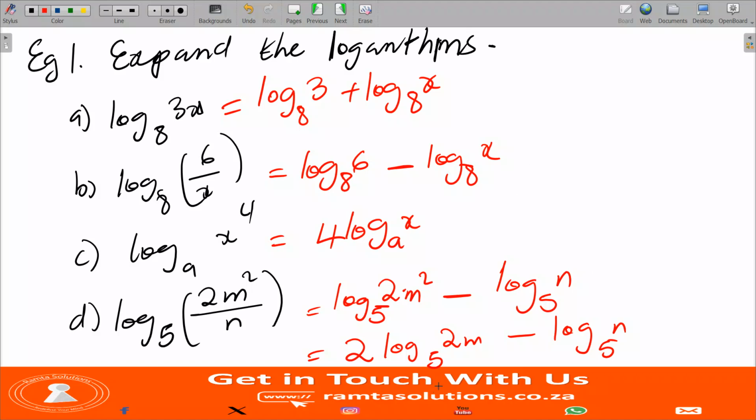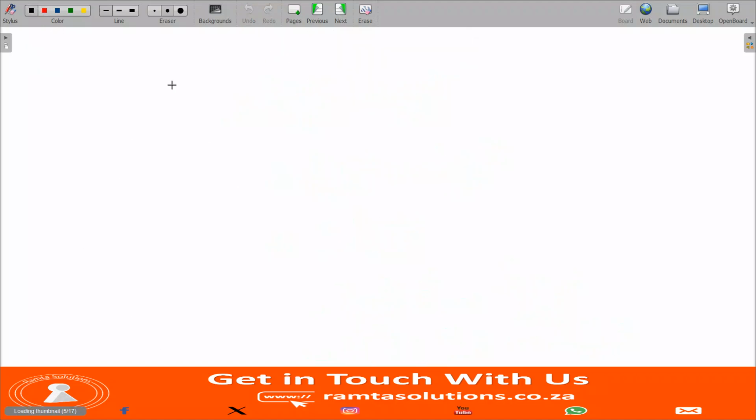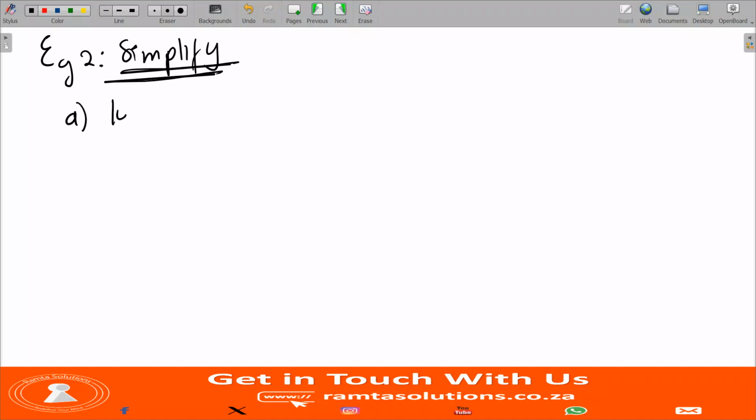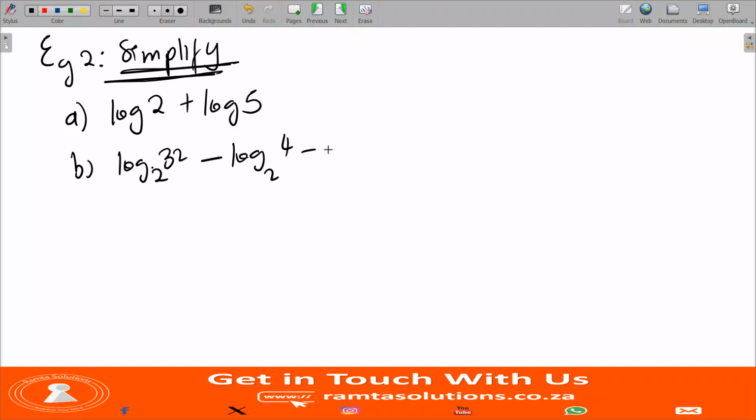Okay, so this is it, guys. This is logarithms when we are expanding them. Now, let's try another example. Example 2, we're going to say simplify. A is going to be log 2 plus log 5. B is going to be log 32 base 2 minus log 4 base 2 minus log 1 base 2.